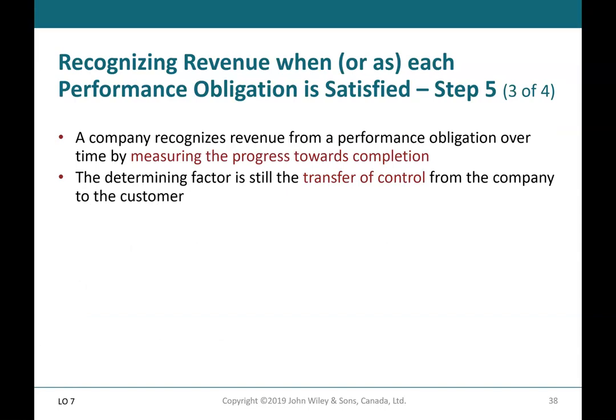Recognizing revenue when or as each performance obligation is satisfied, step 5, 3 of 4. A company recognizes revenue from a performance obligation over time by measuring the progress towards completion. The determining factor is still the transfer of control from the company to the customer.